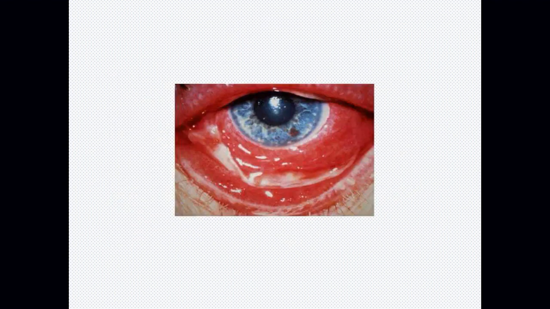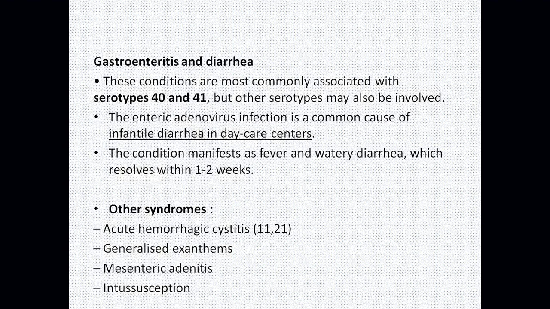So this is a typical picture of epidemic keratoconjunctivitis. Kerato means involvement of the cornea as well, so the cornea also gets involved, and the conjunctival tissue also. Typically, firstly it's a red eye, due to the marked redness of the conjunctiva. So this is the typical red eye of epidemic keratoconjunctivitis.